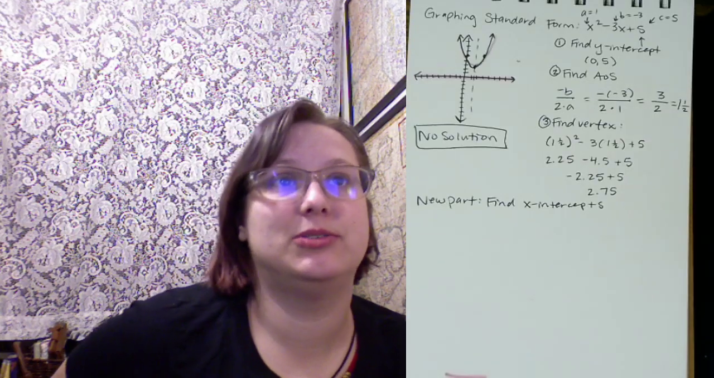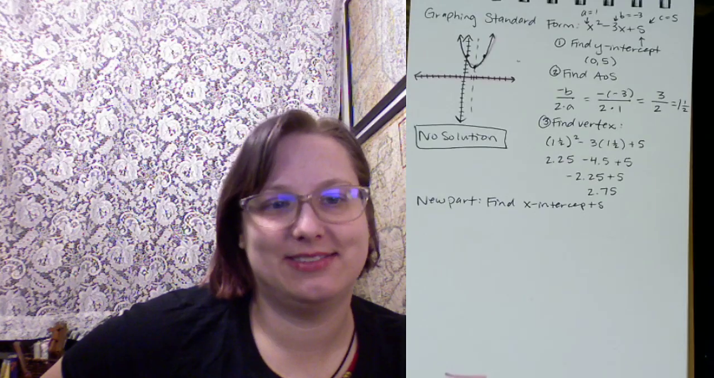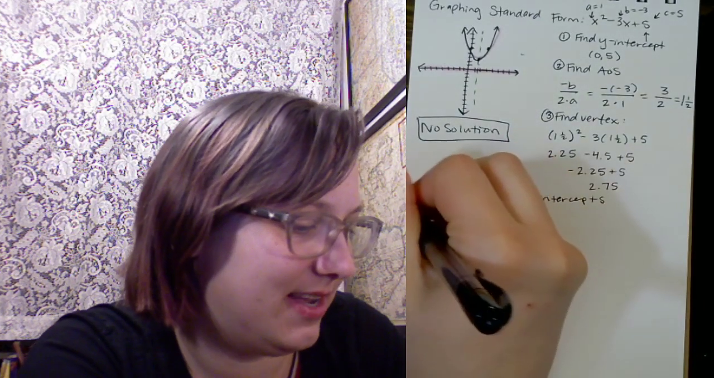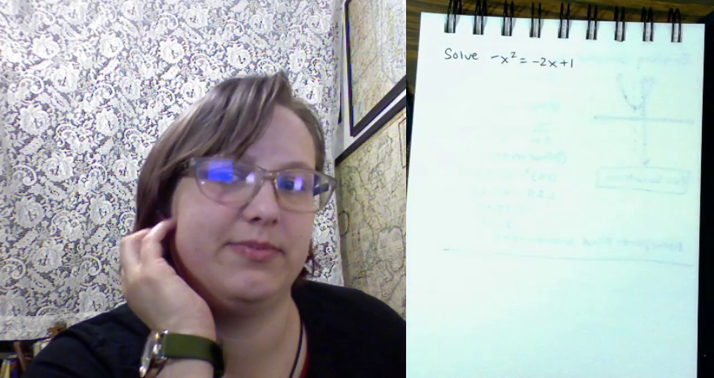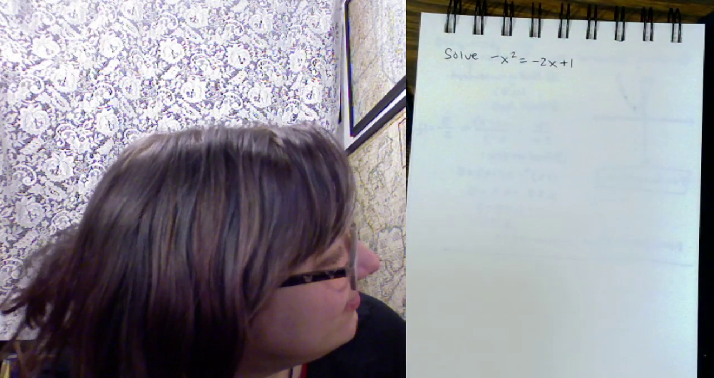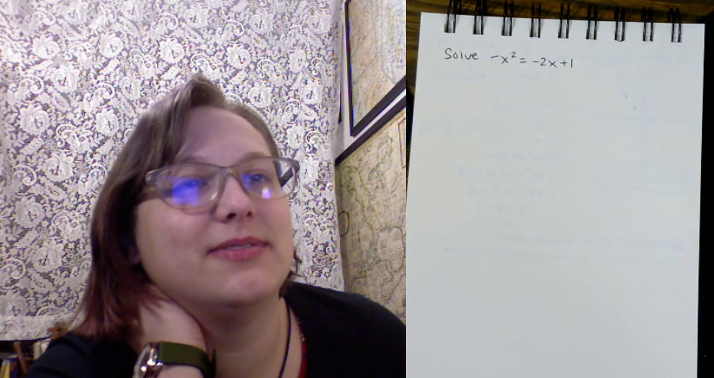Hopefully that helps, but I'm going to do at least one more, and I'm going to make sure it's even. Oh, here's where it gets fun, right? Okay. No, I'm just going to flip this paper over. Pause it if you need it. Okay, so we're going to solve, is that even? That's so even. Negative x squared equals negative 2x plus 1. Beautiful. Is that one going to work? That one might be no solution too.